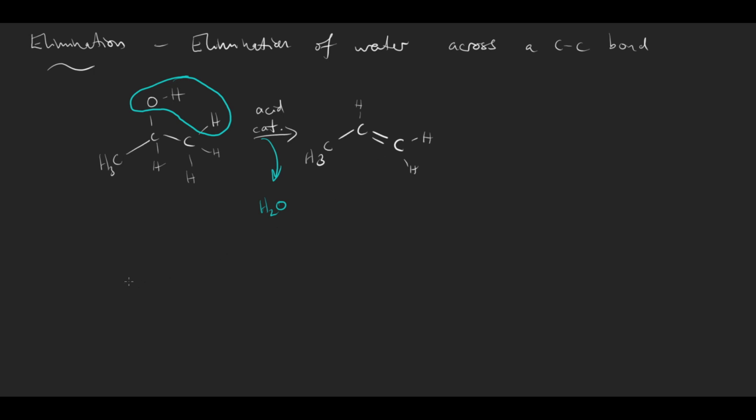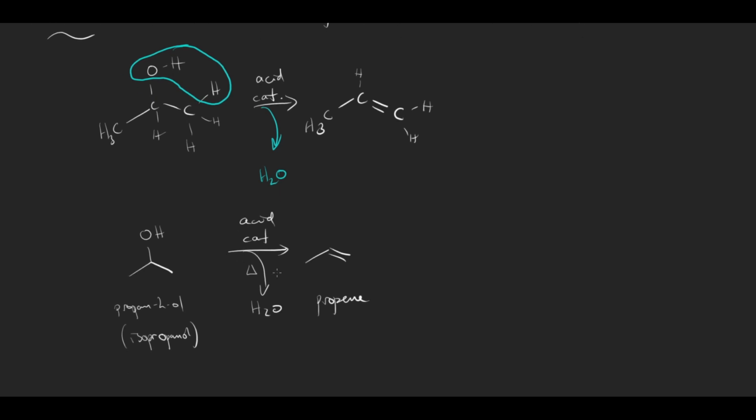So I'll draw this again skeletally because this is the way we prefer to do things. So there's my propan-2-ol. I'll just name everything as well. Propan-2-ol, also sometimes called isopropanol or IPA. And if I treat this with my acid catalyst, probably some heat, and I lose water, I'm left with propene. You'll notice I haven't used a number in propene because there's only one option for it. You can't have anything other than propene.